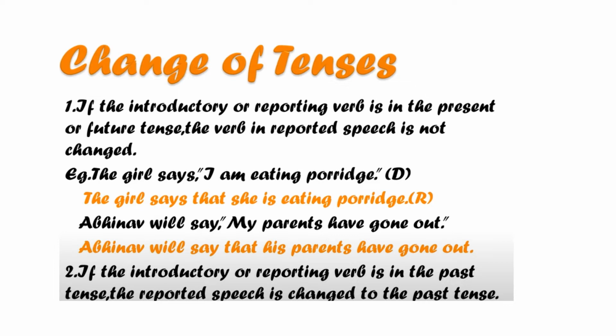Example: The girl says, "I am eating porridge." This is a sentence in direct speech. When we change it into indirect speech, the reporting verb remains the same and the sentence also remains in the same tense, that is the present tense. The girl says that she is eating porridge.